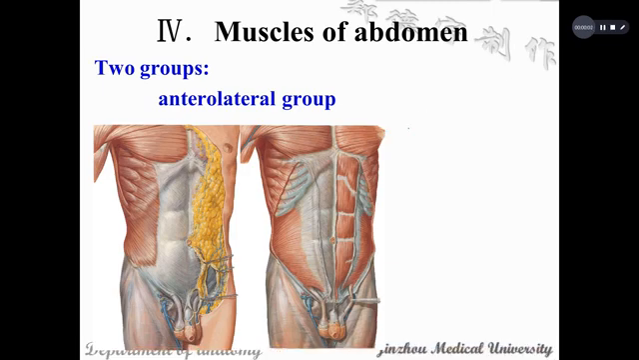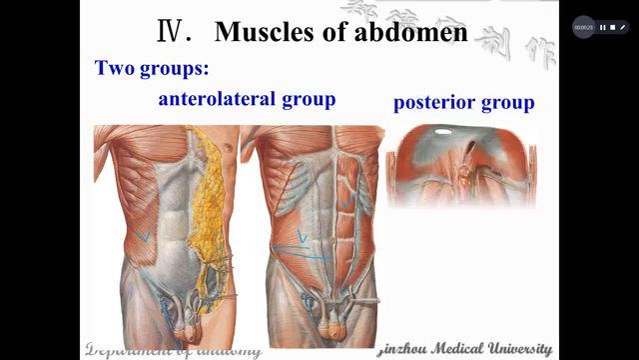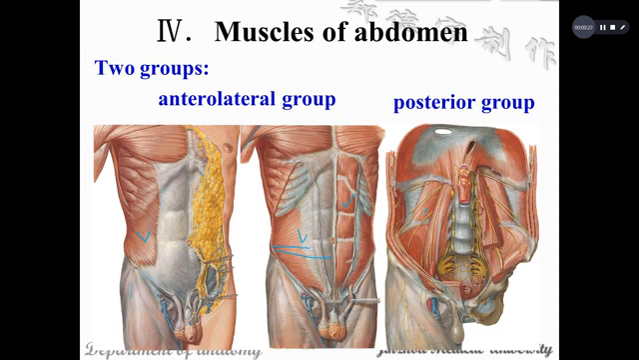Let's continue with the muscles of the abdomen. They can be divided into two groups: the anterior group and the posterior group. The anterior group is here, including this muscle, this muscle, this muscle, and beneath it another one in this direction. These are the four muscles. And then the posterior group includes this one and this one. Let's introduce them one by one.